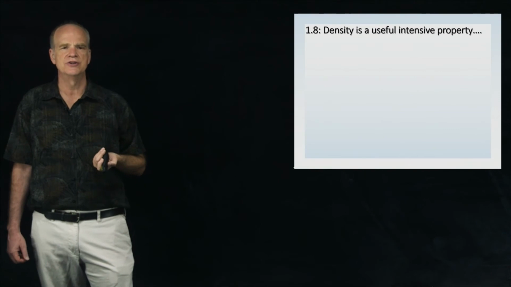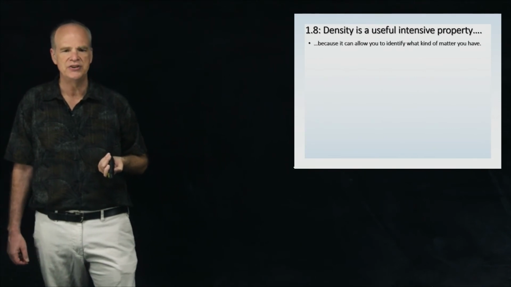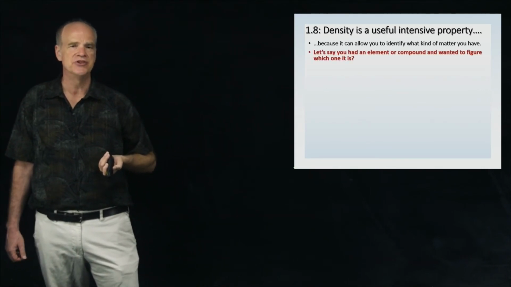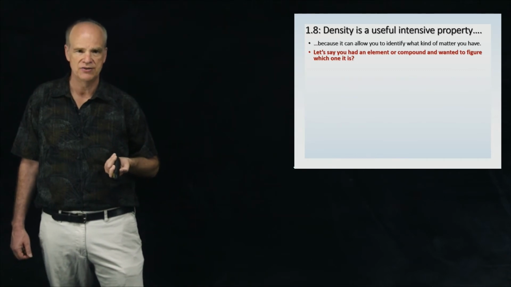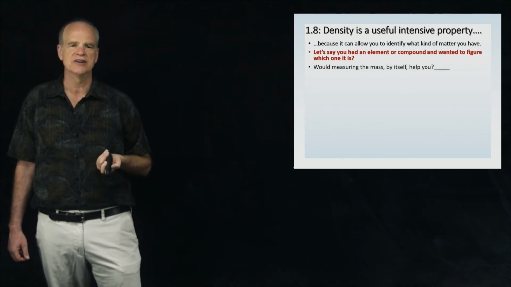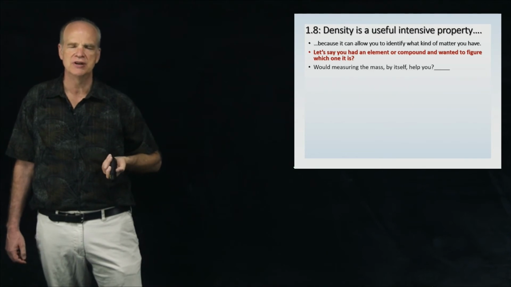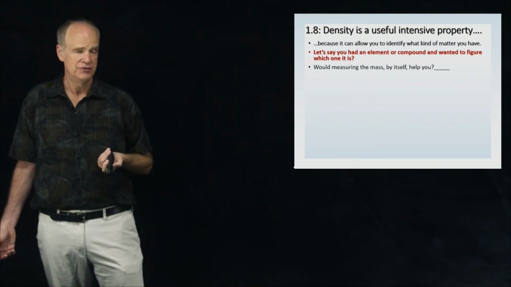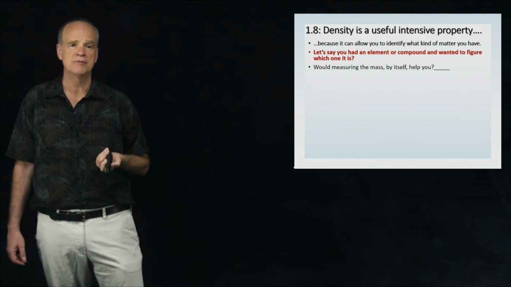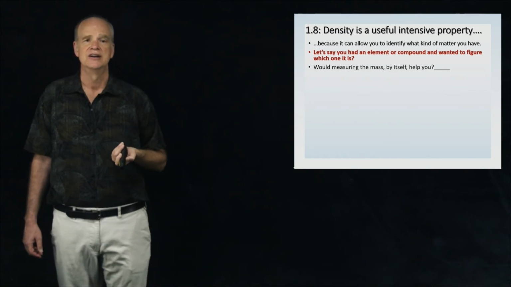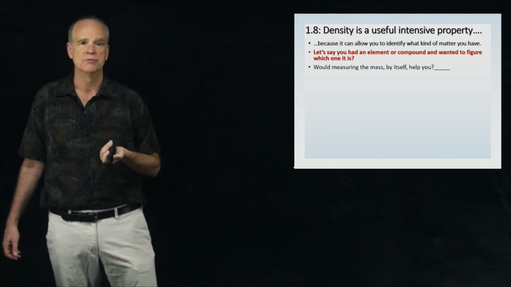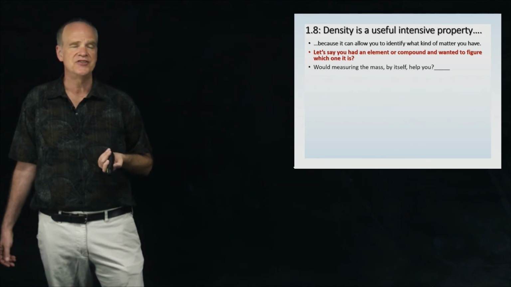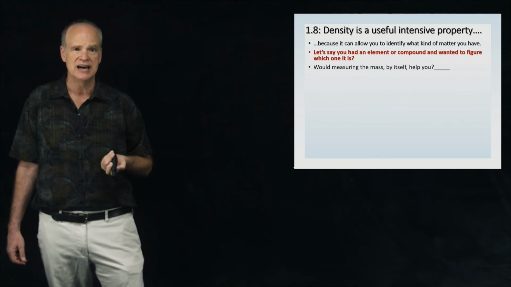Okay, so now what I want to do is talk a little bit more about why density is a useful intensive property. The reason is a lot of times density will allow you to identify the kind of matter that you have. So let's say you have a chunk of matter and you don't know what it is. It's some kind of substance and you're trying to figure out the identity of that matter. So let's take a look at some properties and see if they would be useful in identifying that kind of matter. The first property we may look at will be mass. So you can look at the mass of this matter. The question is, would mass allow you to unequivocally identify the kind of matter that it is?